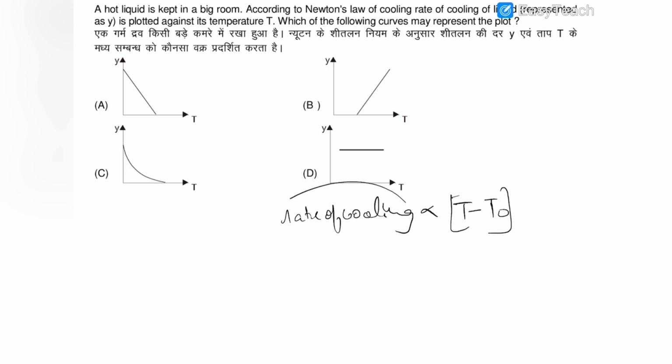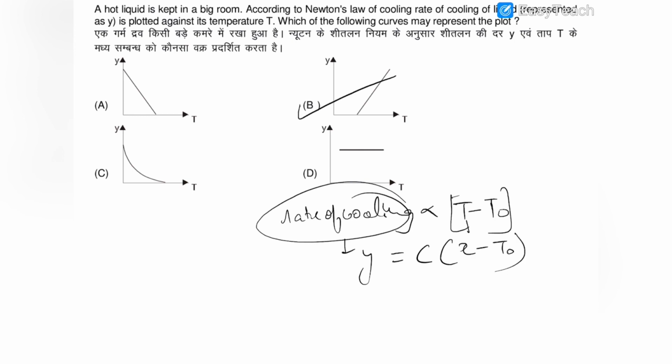So let us suppose that it is y, and it is equal to some constant C into (x minus T0), where x is the temperature of the body and T0 is some temperature. So you can see that this is a straight line which is going up and starting from the negative y-axis. So the correct answer would be option number B. Now we move on to the next question.